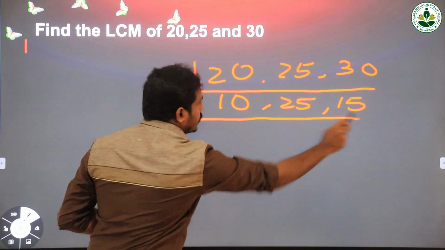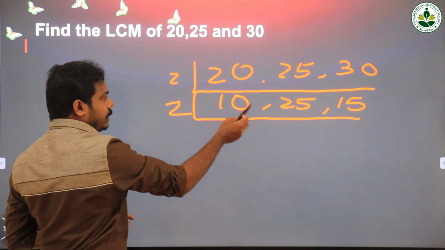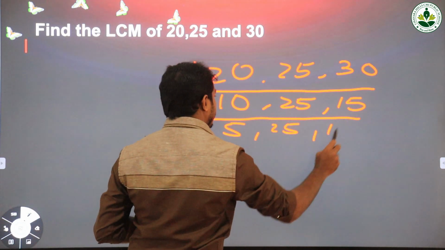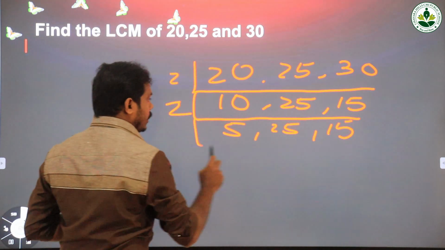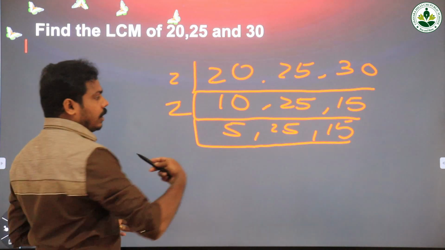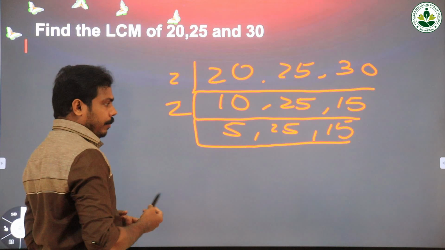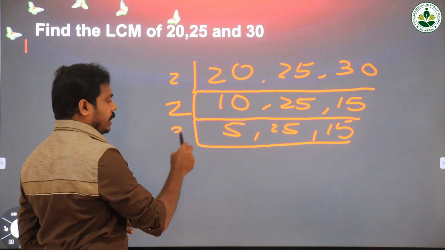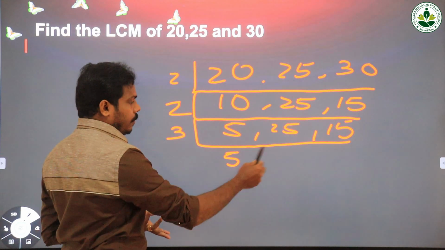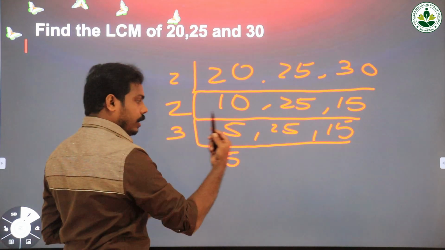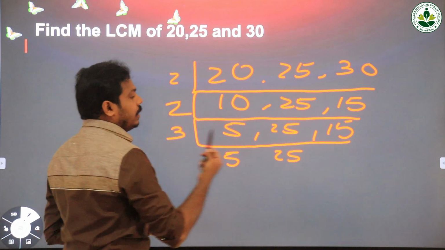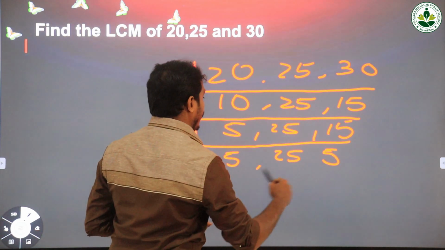Again we need to divide that number by 2 because 10 by 2 is possible, that is 5, 25 and 15. Then we can't divide these numbers by 2 because these all are odd numbers. So, we move to the next one, that is 3. Is it possible? 5 by 3 is not possible. 25 by 3 not possible. 15 by 3, yes, that is 5.